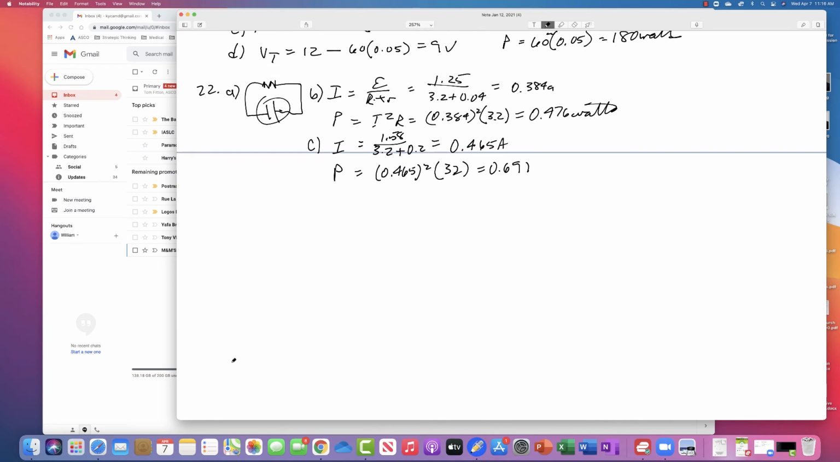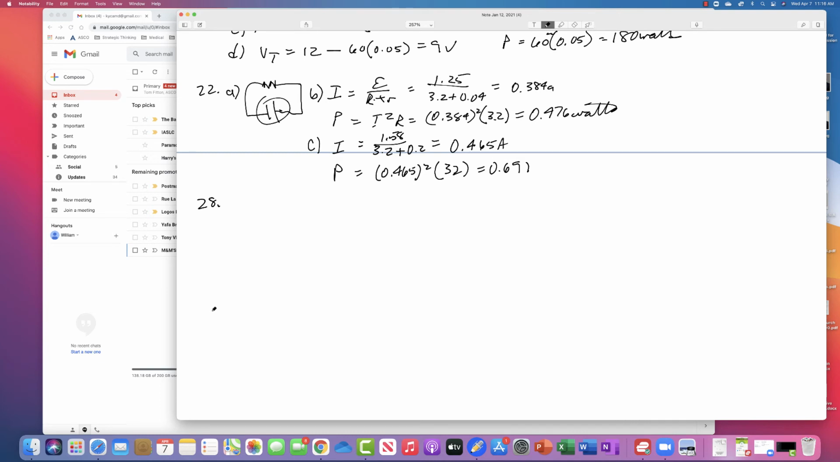Number 28. Number 28 states, a 12-volt EMF battery has a terminal voltage of 16 volts when being charged by a current of 10 amps. What is the battery's internal resistance?